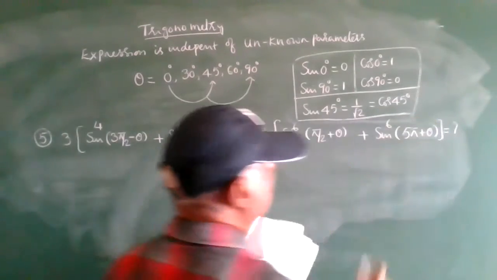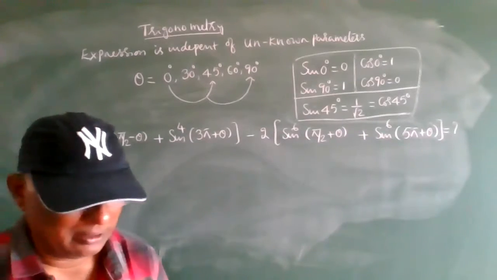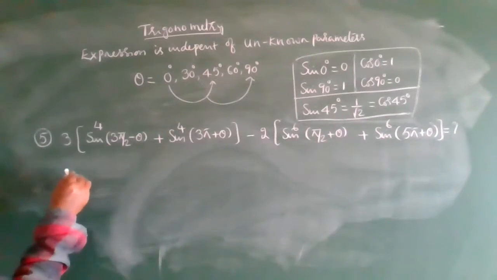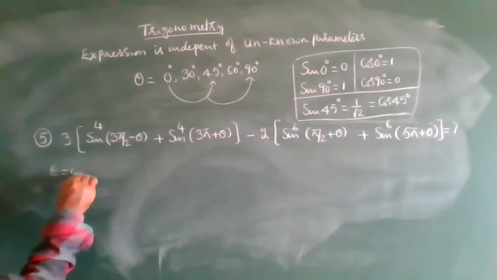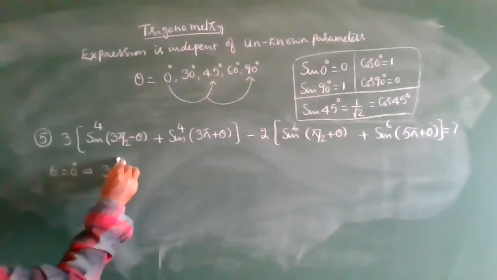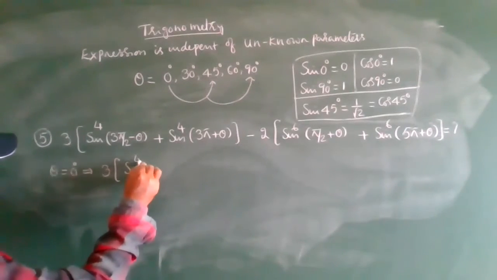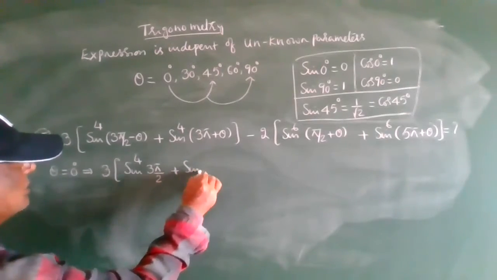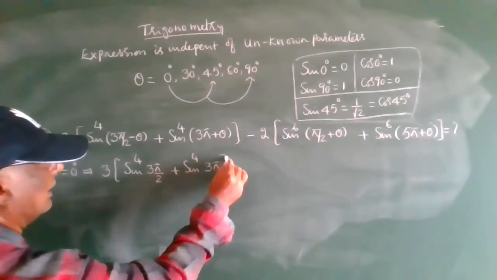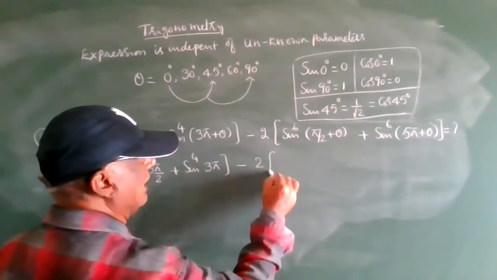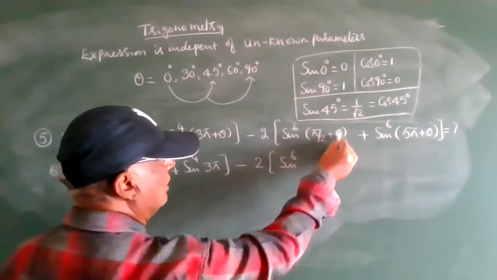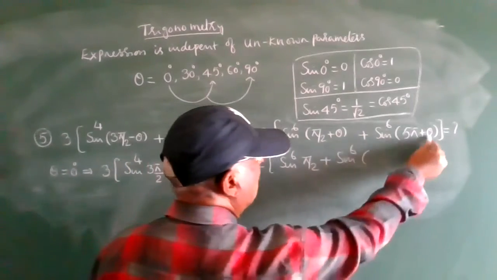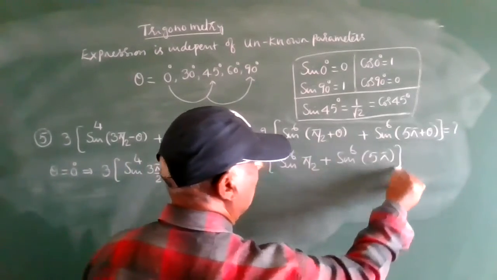What is the value for this one? I will take simply 0 degrees, after then I will observe. Okay? So theta is equal to 0 degrees, I will write. So 3 times of sine power raised to 4 of 3 pi by 2. Okay? Plus sine power raised to 4 of 3 pi. Next, minus 2 sine power raised to 6 of pi by 2, sine power raised to 6 of 5 pi. Okay?